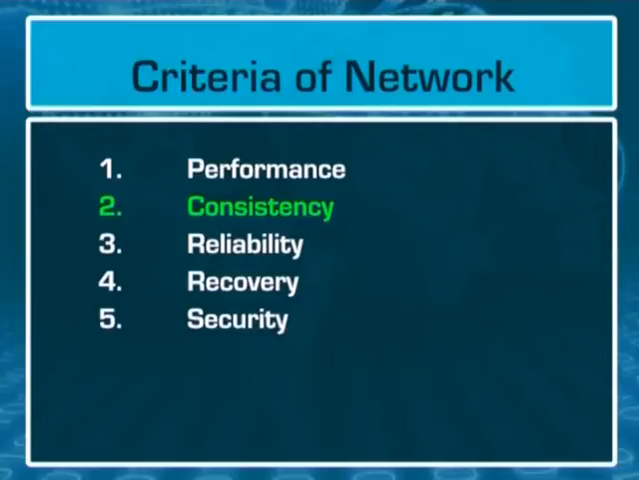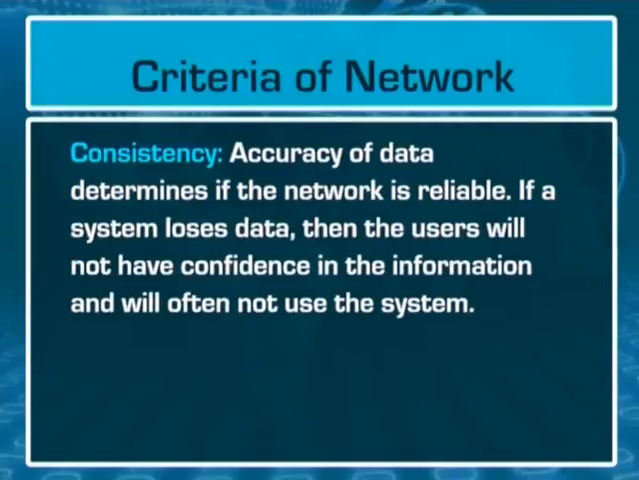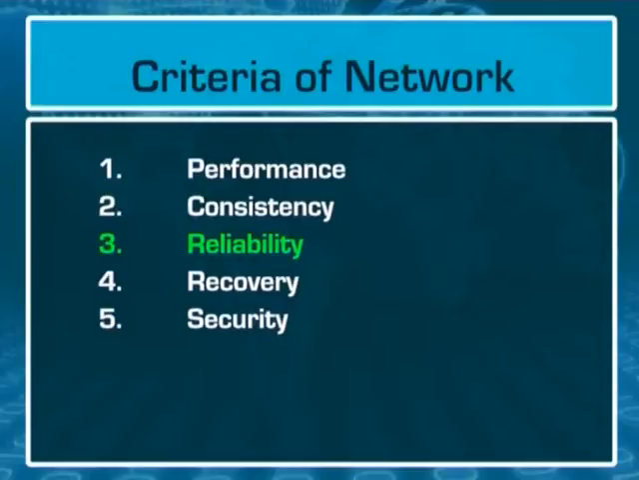Number 2, consistency. Consistency is the predictability of response time and accuracy of data. Users prefer to have consistent response times. They develop a feel for normal operating conditions. For example, if the normal response time is 3 seconds for printing to a network printer and a response time of over 30 seconds happens, we know that there is a problem in the system. Accuracy of data determines if the network is reliable. If a system loses data, then the users will not have confidence in the information and will often not use the system.